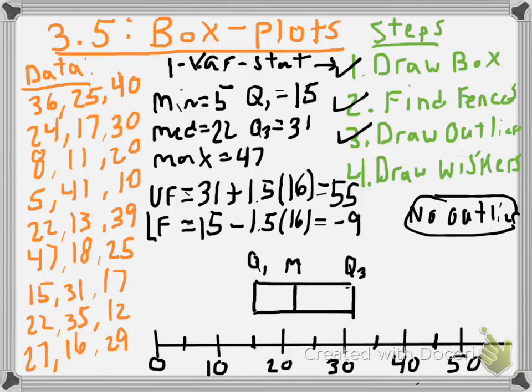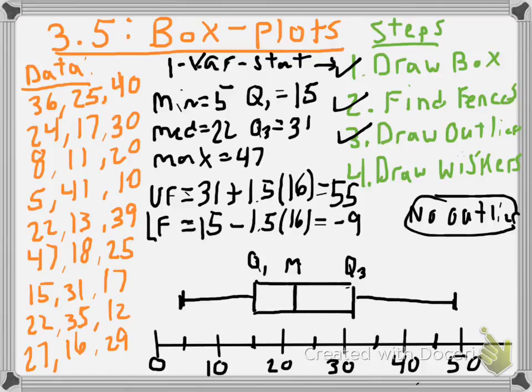Then, lastly, we draw the whiskers. The whiskers always go to the biggest values that are inside the fence. So in this case, our max is 47, and 47 is inside the fence. So we draw a whisker out to 47 and stop there. It's a little past 47, excuse me, but it's close enough. And then the min goes to 5. 5 is inside the fence, so we draw that there and draw a little end there. And there's our box plot.